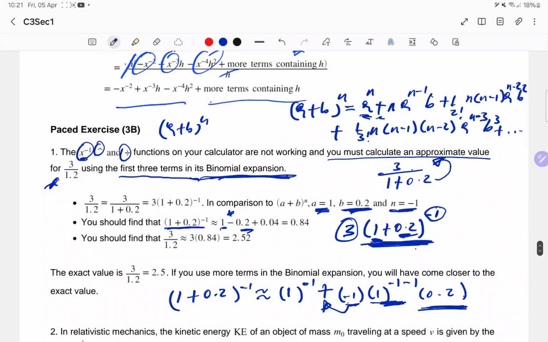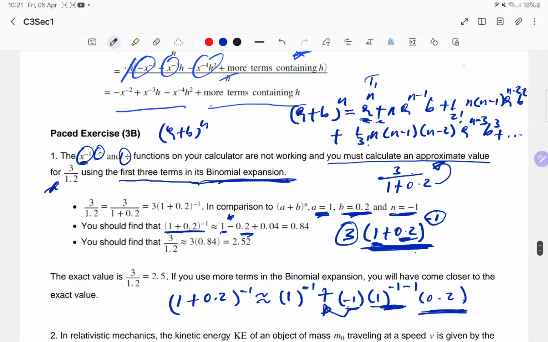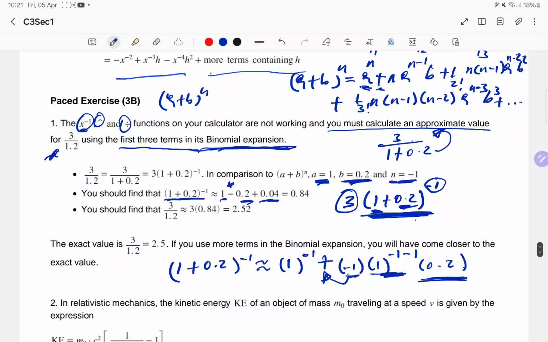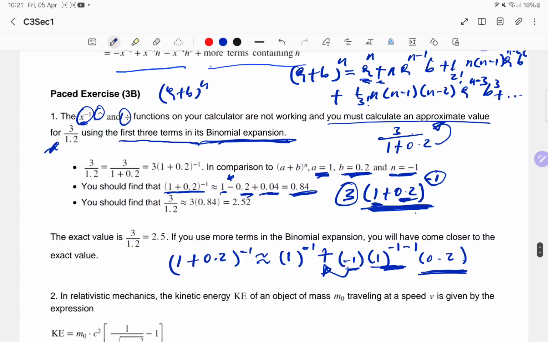You do the same for the third term. So this is t1, first term, second term, and our third term is this. Your third term should give you 0.04. So this equals 0.84. But now we are not done. We only considered this expansion, so multiply by 3. This should give you 2.52.